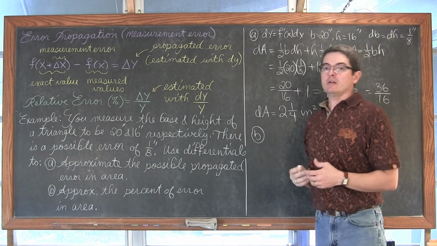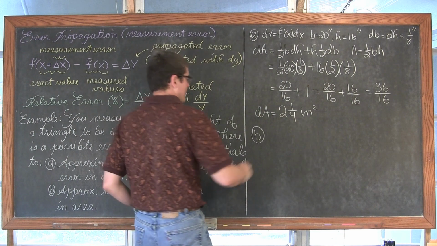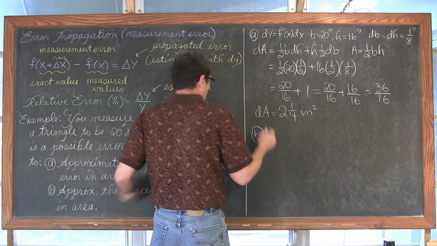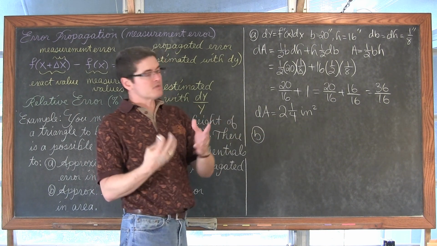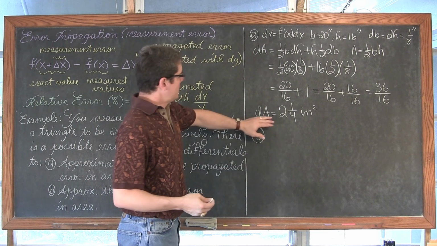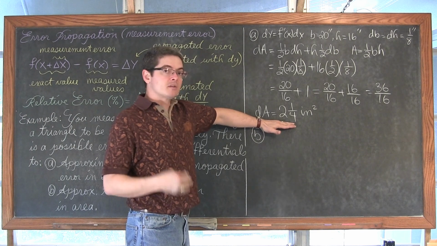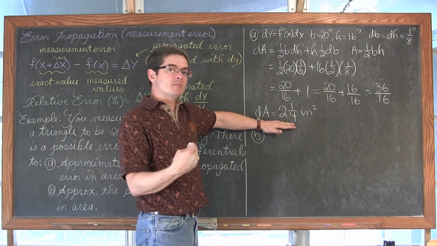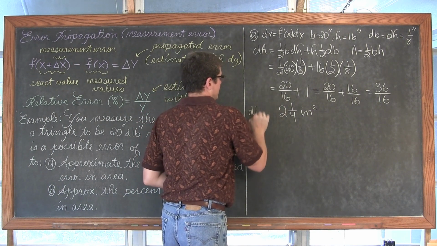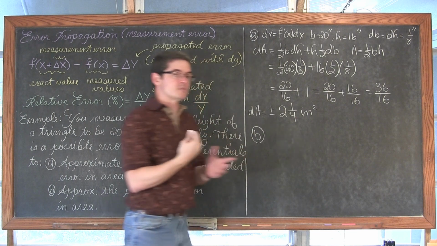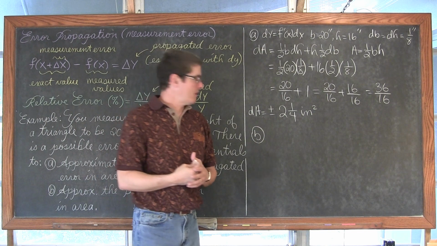Now B says to approximate the percent of error in the area, or find the relative error in our possible propagated error in the area. So that means that we want to find, oh, excuse me, by the way, it's not necessarily that the measurements are too small or all going to be larger. So this is my approximation of the possible propagated error, but my measurement could be too large or too small. So I almost forgot to come back here and say that actually dA is really plus or minus. We can be off a little below or a little above that 2 1/4 square inches.